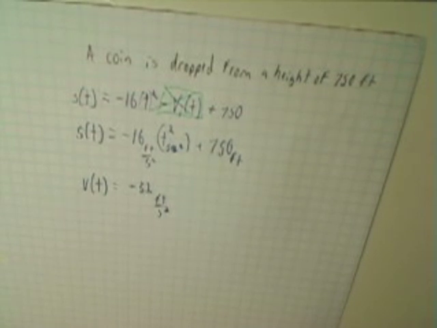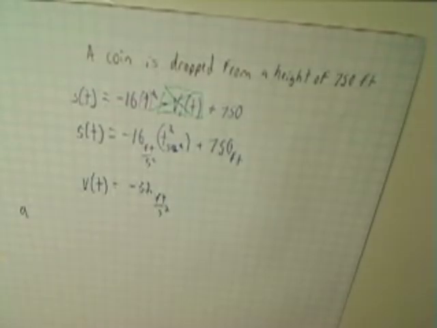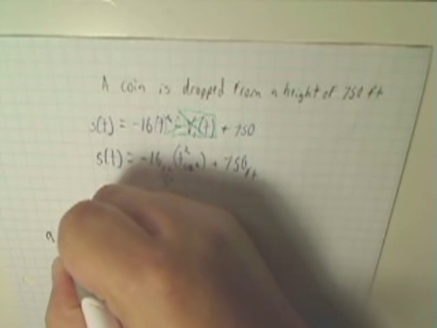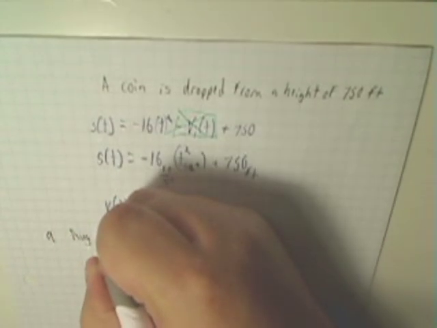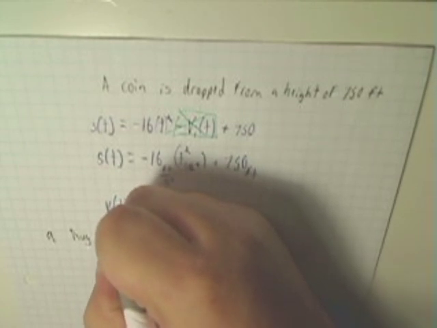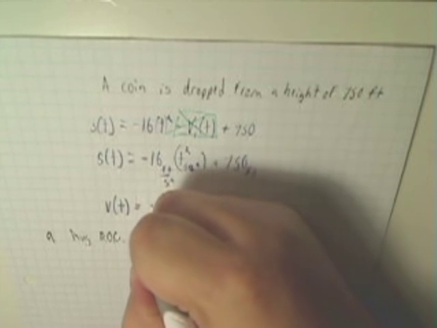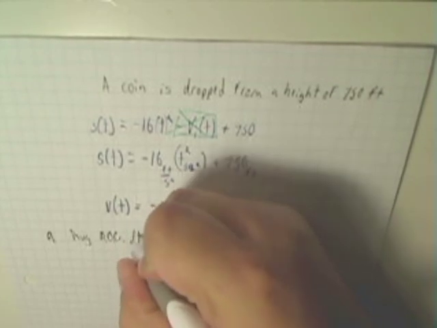So, part A asks for the average velocity on the interval 1, 3. So the average rate of change from 1 to 3.